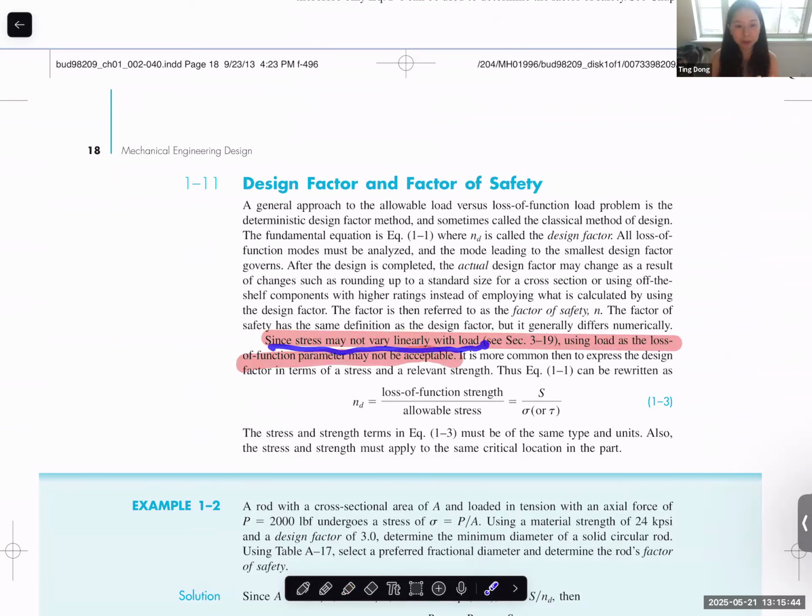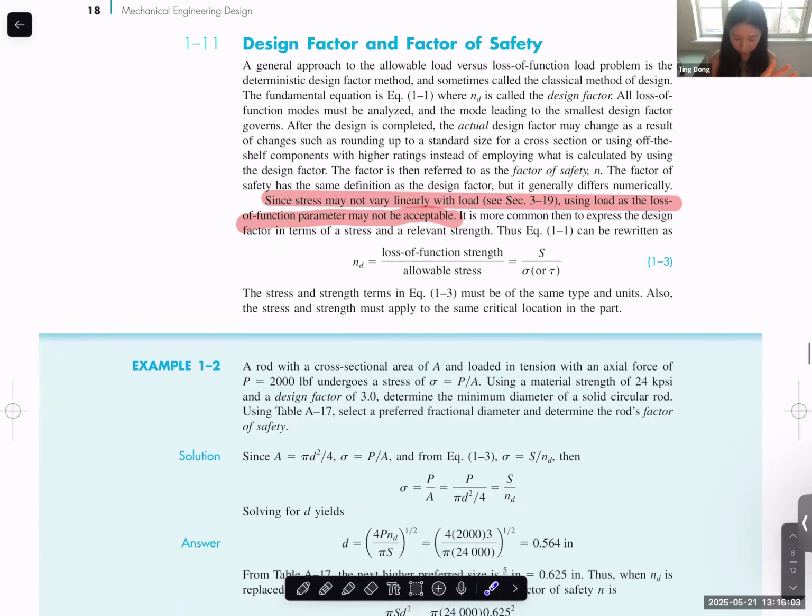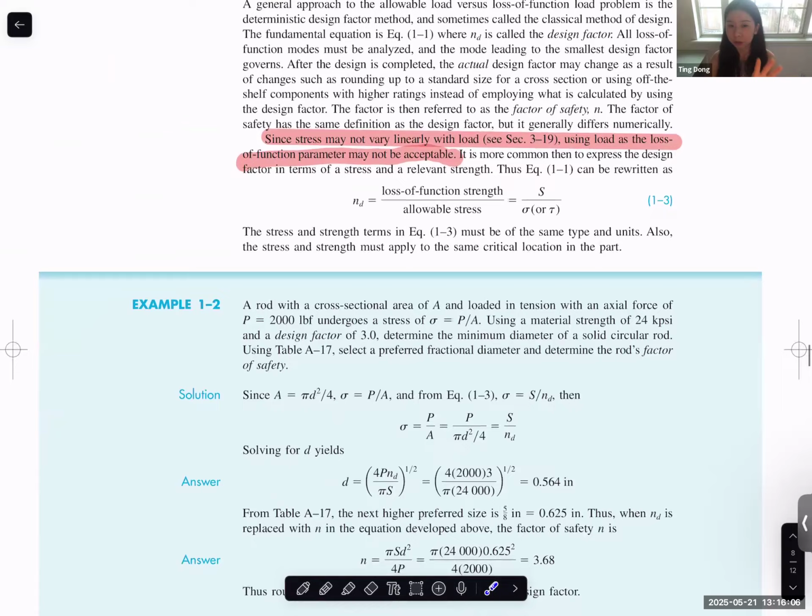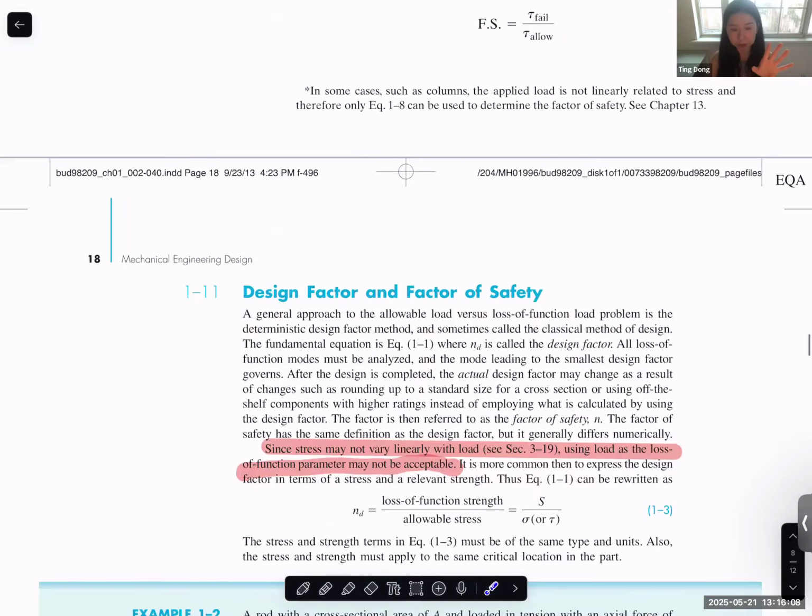Stress may not linearly vary with load. So using load as the loss-of-function parameter is not acceptable for calculating safety factor. Back to what I said in the introduction part of this class, structure does not fail because of force, it fails because of stress. So this is the definition, a screenshot from Shigley's textbook, Mechanical Engineering Design.